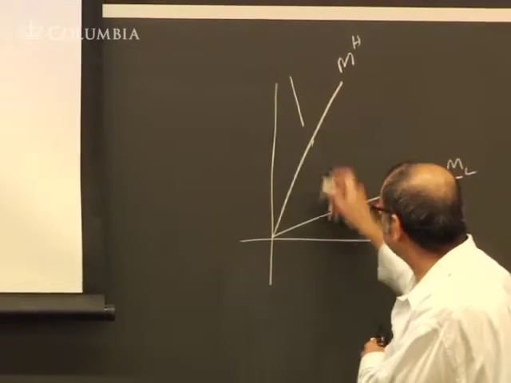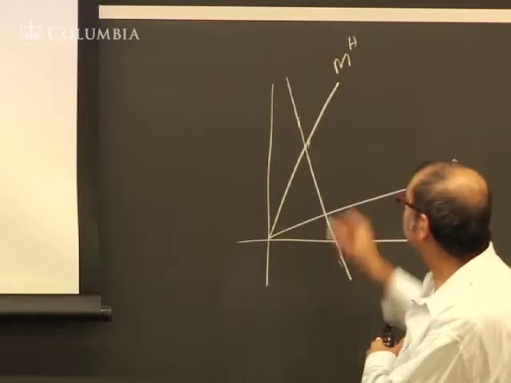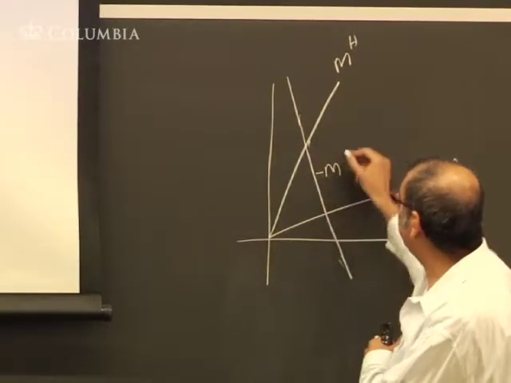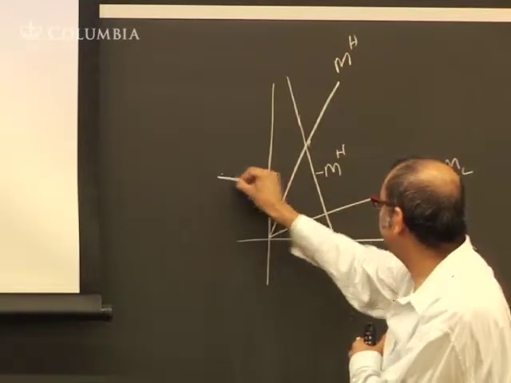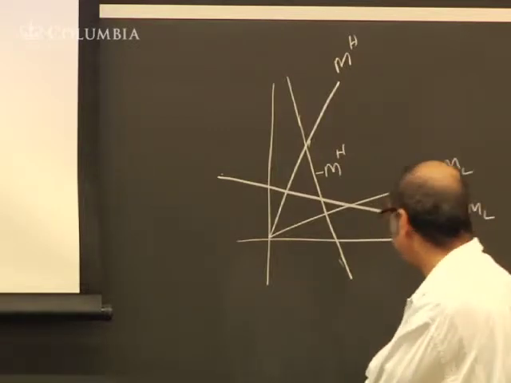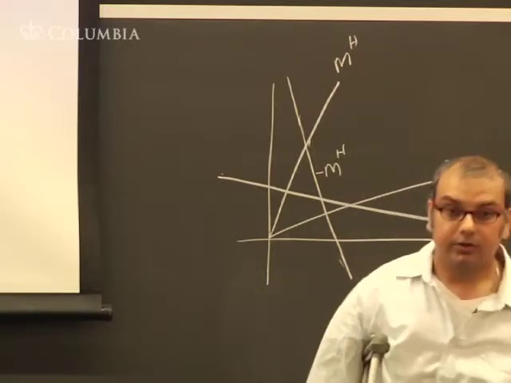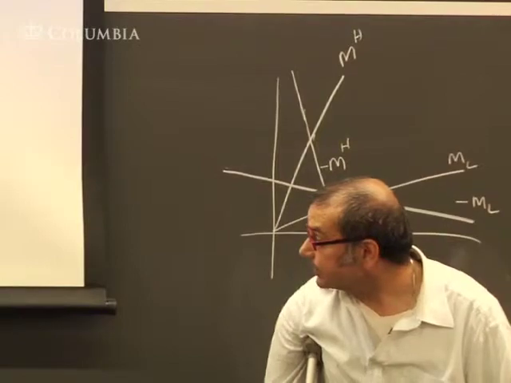This is a very steep function with a negative m, so this would be minus mh, and this would be minus ml. Okay, a relatively shallow declining function.